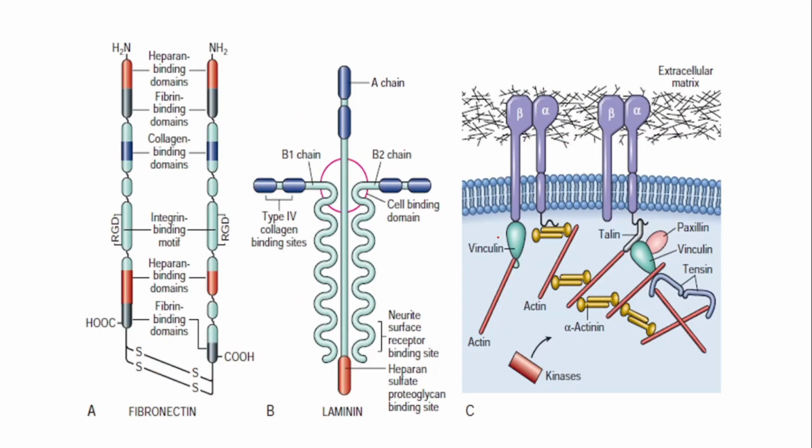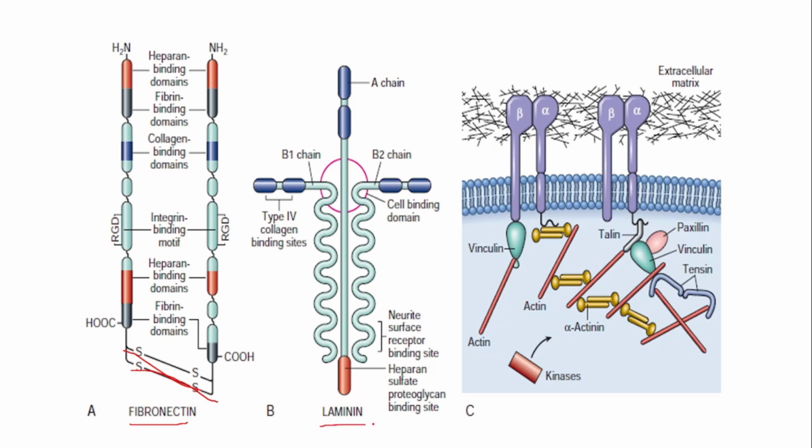The next is adhesive glycoproteins and adhesion receptors. The first one is fibronectin. This fibronectin is a dimer which is linked by disulfide bonds. Examples of its binding partners are collagen, fibrin, heparin, and proteoglycan. This fibronectin helps in wound healing and scaffolding for other extracellular matrix deposition. It also helps in angiogenesis and reepithelialization.